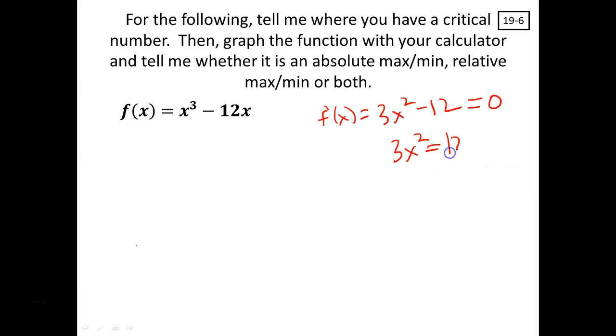Where does this equal 0? Well, where 3x squared equals 12, where x squared equals 4, or where x equals plus or minus 2. So you have two critical points, at positive 2 and at negative 2.